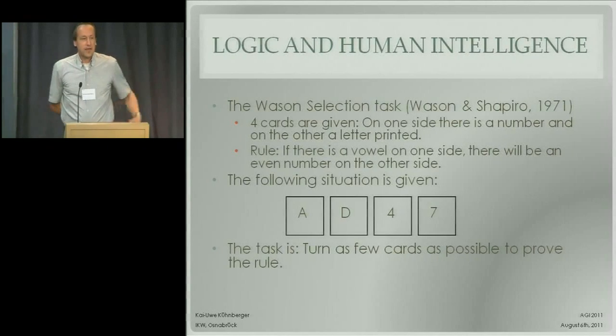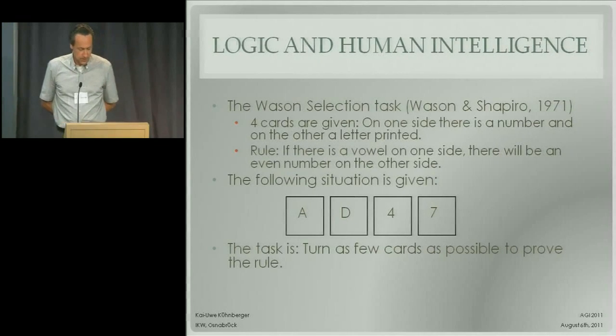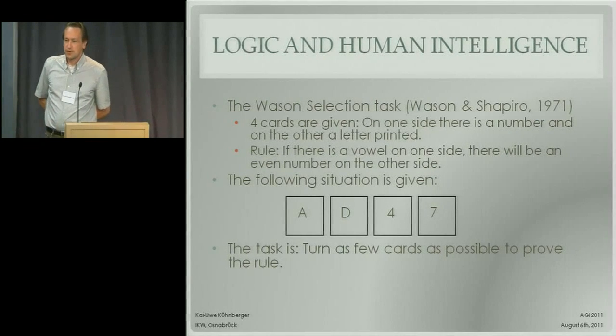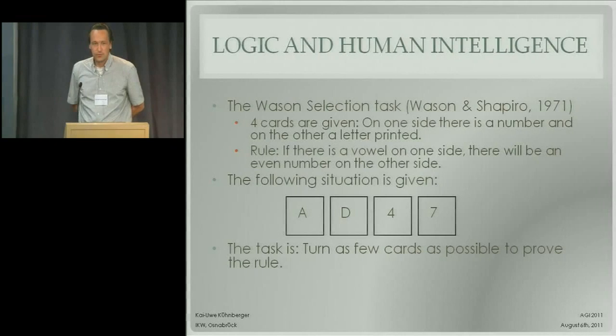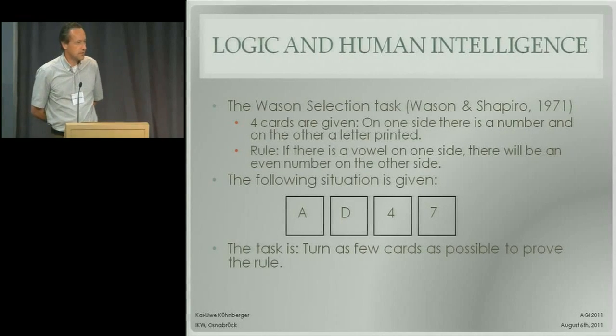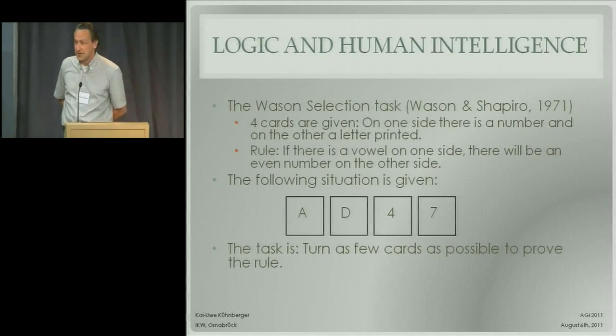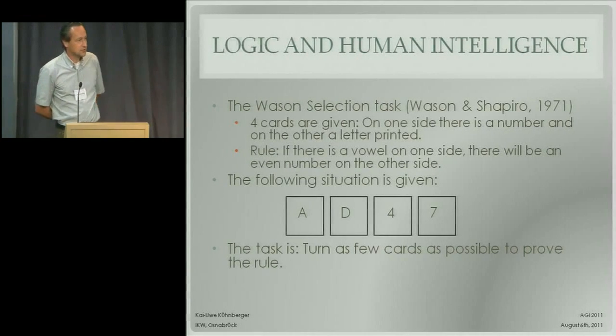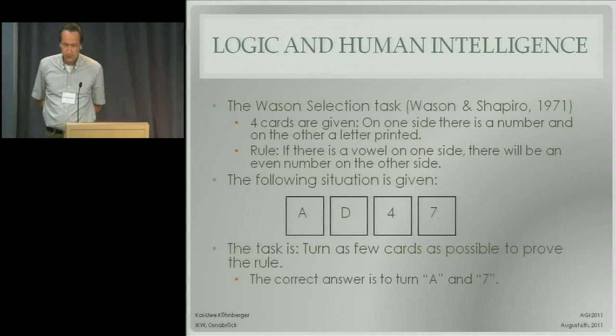If you apply the laws of classical logic, you should probably turn A in order to check whether, if A is a vowel, then on the other side there should be an even number. But there is also something in classical logic which is true: if A implies B, then from not B, not A should be implied. So you should also turn 7, because if there is not an even number on one side, there should not be a vowel on the other. So the logically correct solution is turn A and 7.